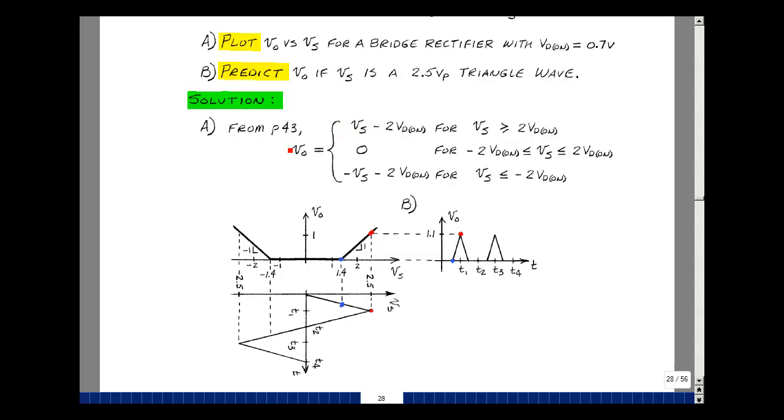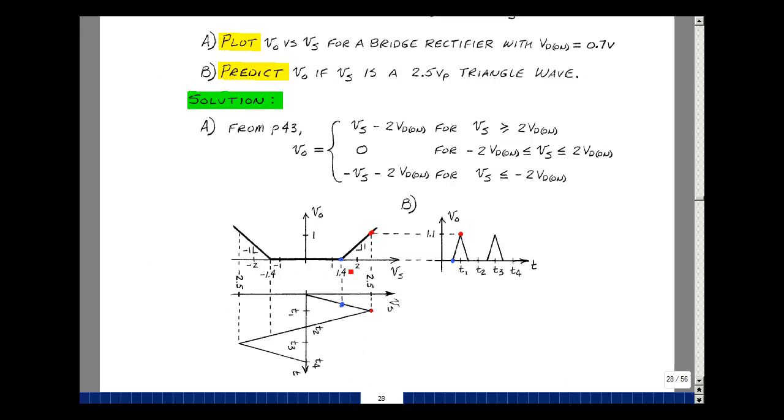Likewise over here, when the input is negative enough, say 1.4 volts or more negative, the output is the negative of the input minus 2 diode drops. In other words, a change over here would produce a change in the output, but there's a sign change. We're going to have a negative slope here. Let's use this to plot the output voltage if the input voltage was a 2.5 volt triangle wave.